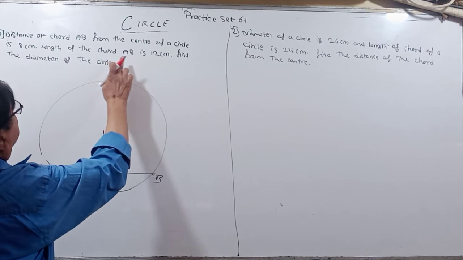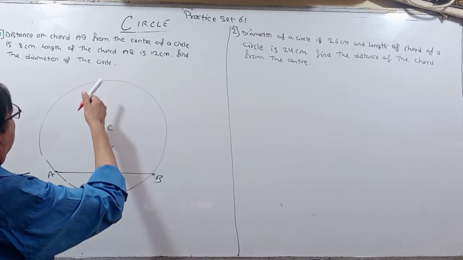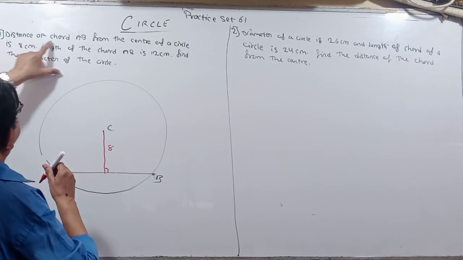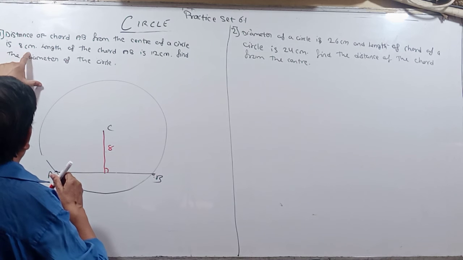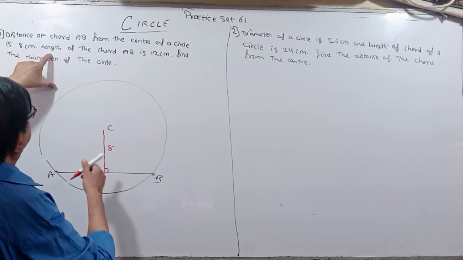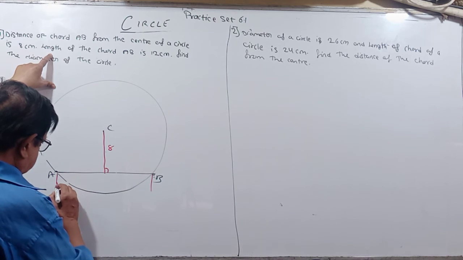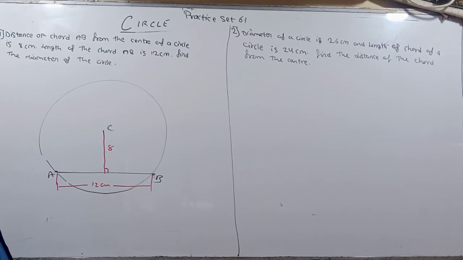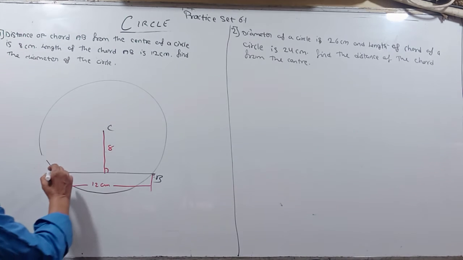Distance of chord AB from the center of the circle is 8 centimeters. Length of the chord is 12 centimeters. We need the radius of the circle. If we get the radius, we will automatically get the diameter. So we will draw the radius.